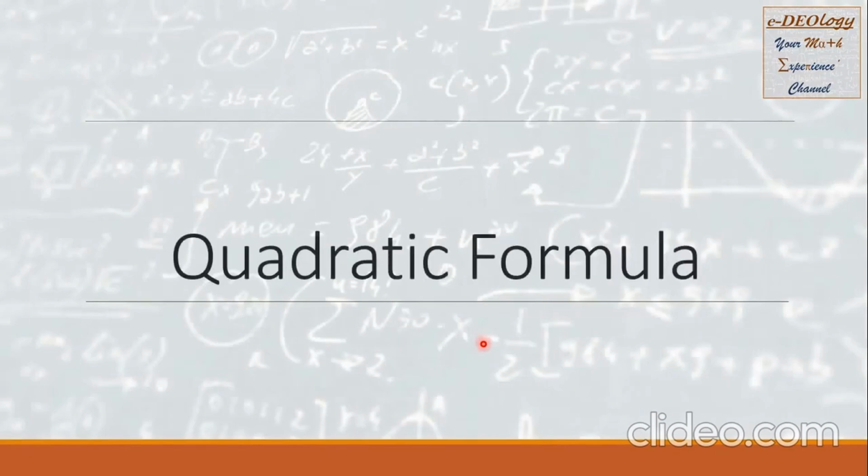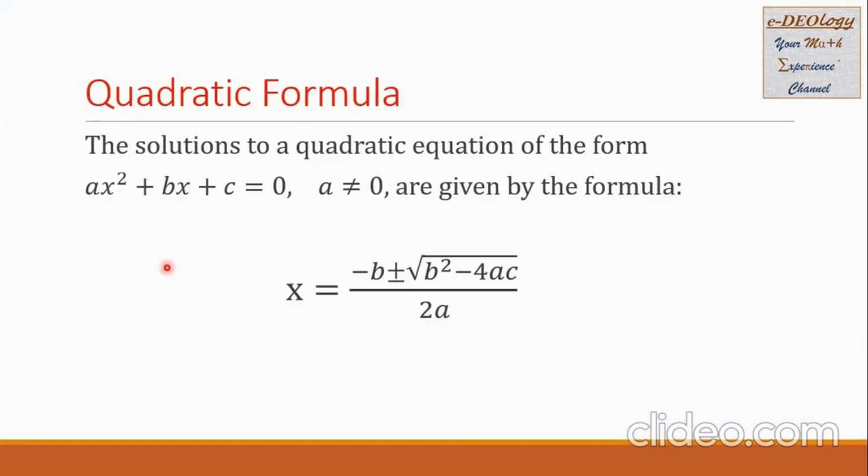Let us see now the quadratic formula. The solutions to a quadratic equation of the form ax squared plus bx plus c equals 0, where a is not equal to 0, are given by the formula, and this is the quadratic formula. X equals, in the numerator, negative b plus or minus the square root of the quantity b squared minus 4ac all over 2a.